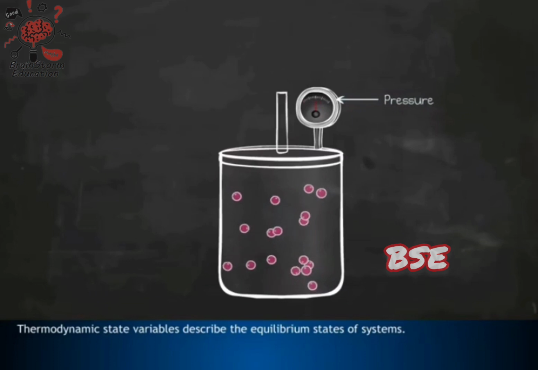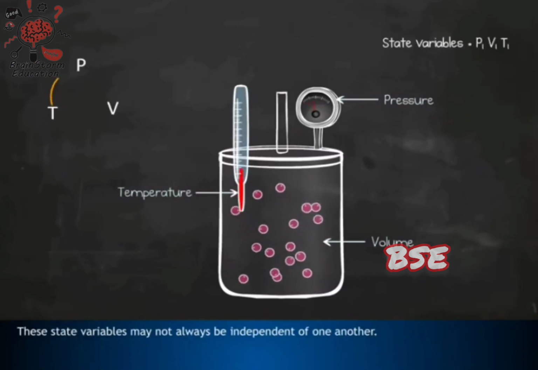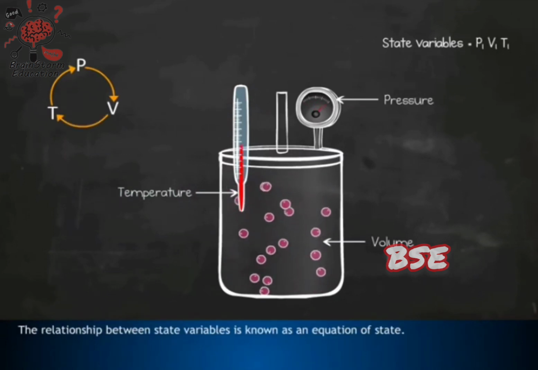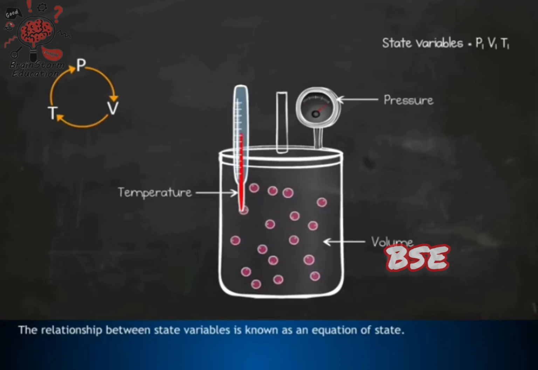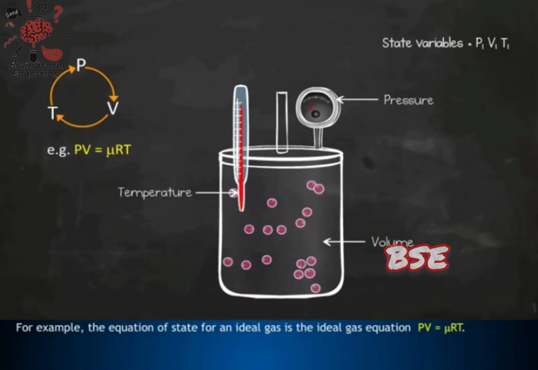Thermodynamic state variables describe the equilibrium states of systems. These state variables may not always be independent of one another. The relationship between state variables is known as an equation of state. For example, the equation of state for an ideal gas is the ideal gas equation PV = μRT.